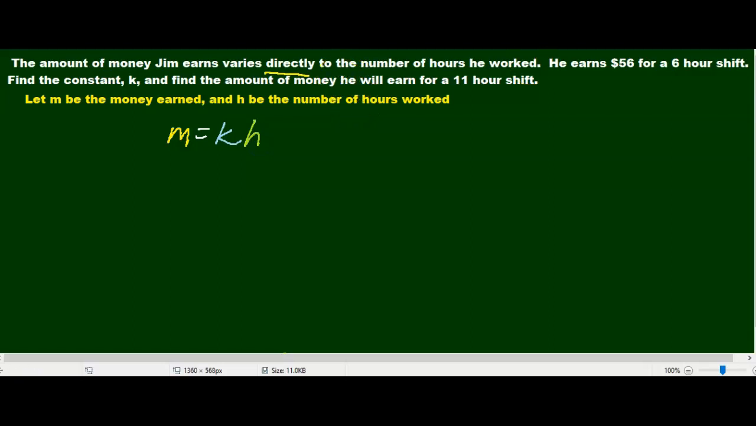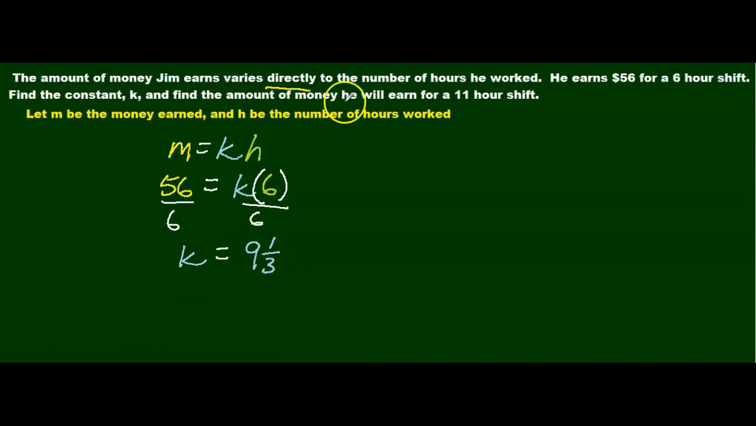If he earns $56 in a 6-hour shift, we can say that M is now 56 and H is now 6. We need to find out K. Remember, usually in the earlier part of the question, they will give you your constants for the two variables so that you can find K. And if we divide both sides by 6, we'll find that K equals 9 1/3. We need to find our constant K, so that's what we've found, is 9 1/3.